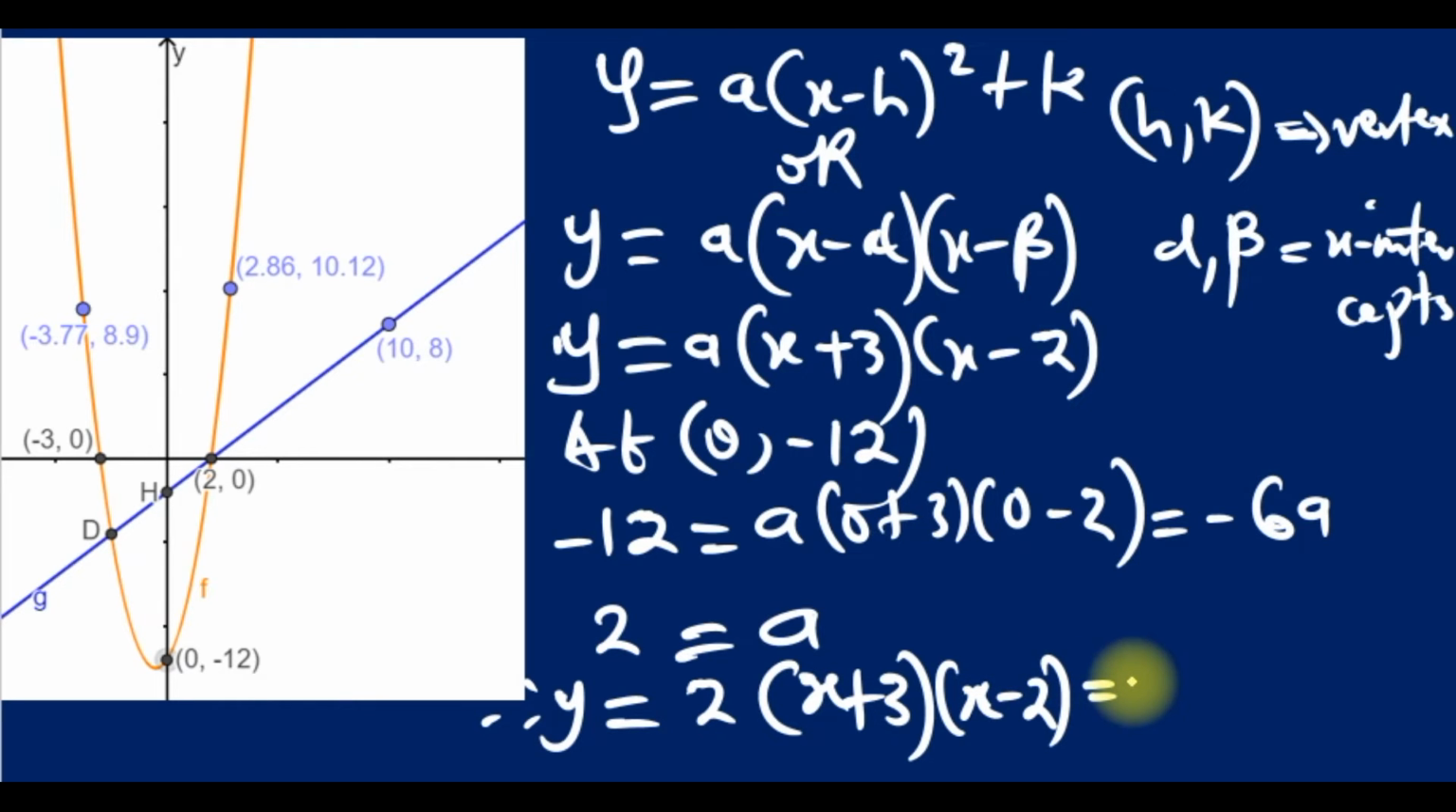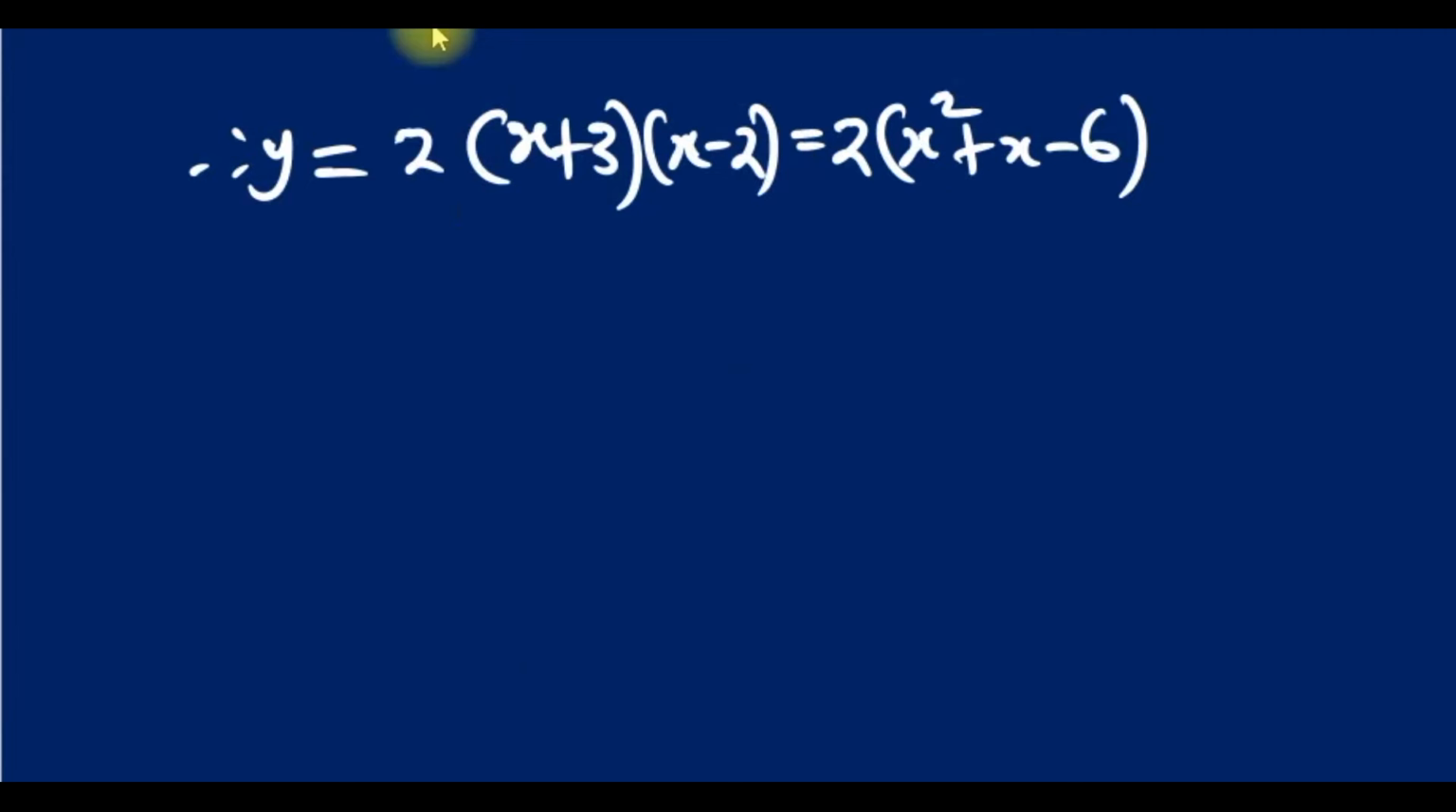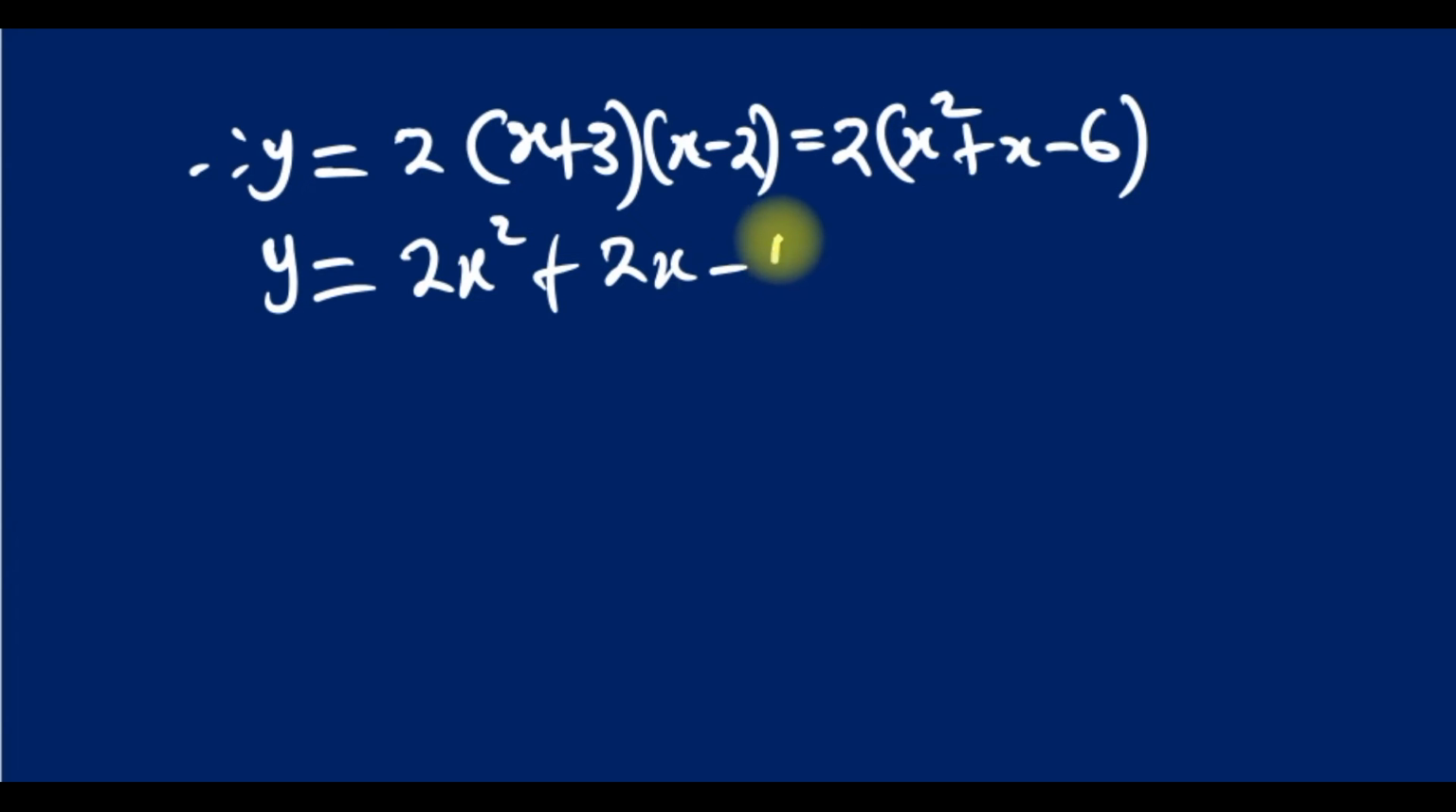You open this up: x squared plus 3x minus 2x is plus x, minus 6. So we have y equals 2x squared plus 2x minus 12. So that's the equation of the curve.